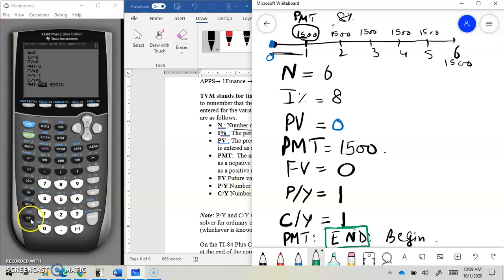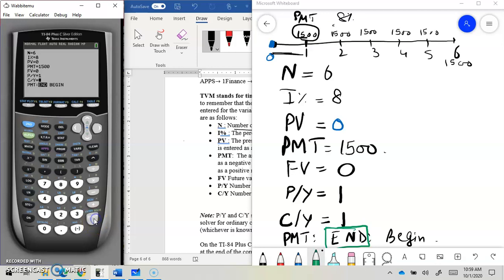Let's enter those values. So at N we have 6. At I, remember the I percentage is to be written as the given percentage. You do not convert it into a decimal. Present value is 0. There was nothing in the account when you started. The payment is given to be 1500. The future value is 0 right now.